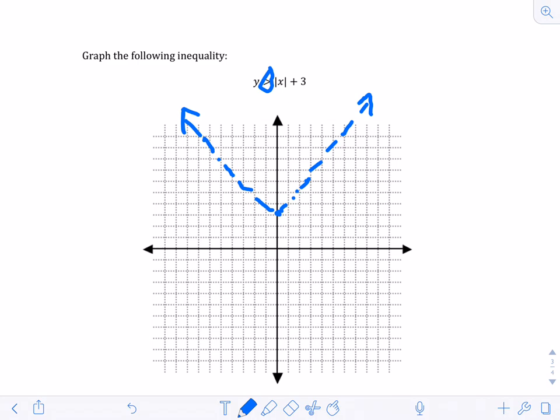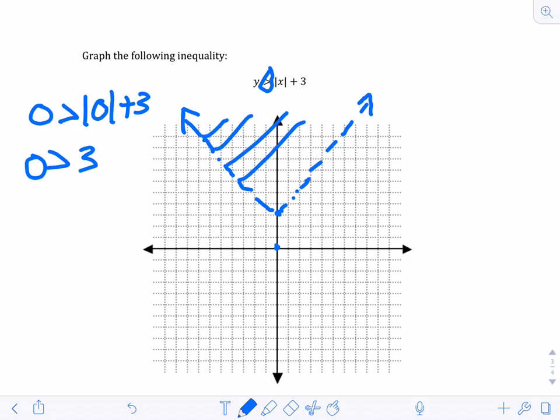So now, let's pick a non-boundary point, 0, 0 again. Is 0 greater than the absolute value of 0 plus 3? So is 0 greater than 3? No, so we want to shade away from that point. So it's going to be everything that is inside our absolute value here.